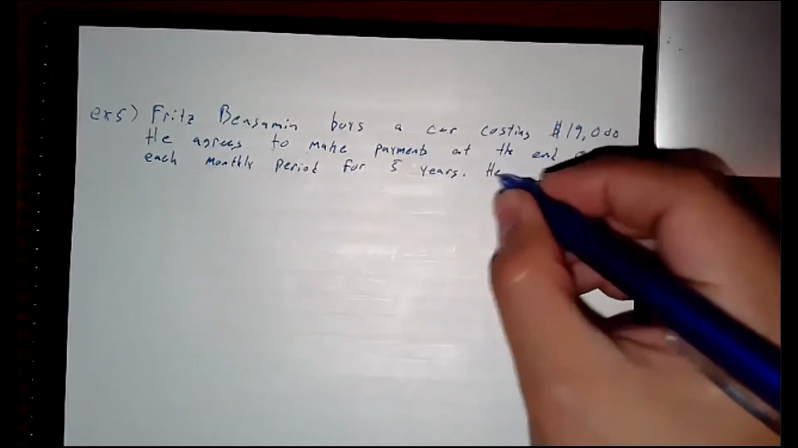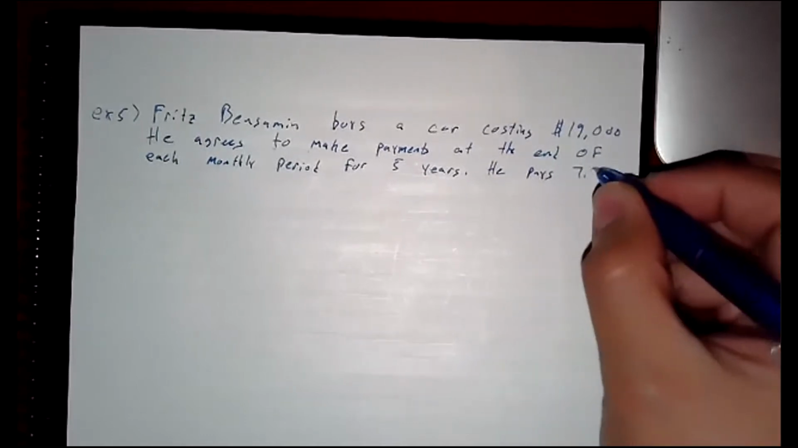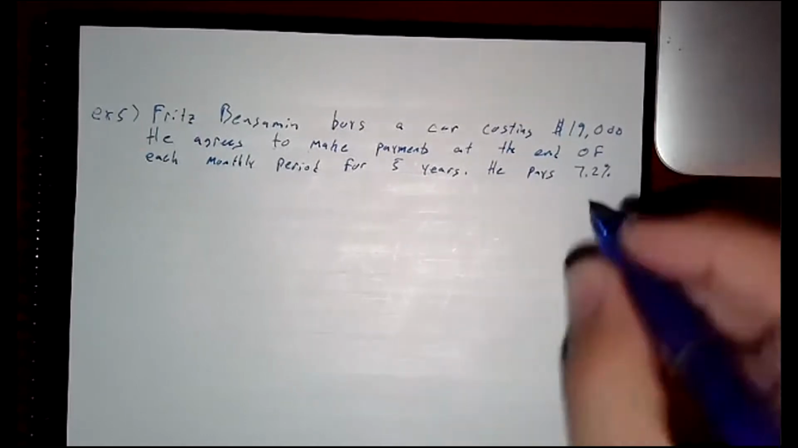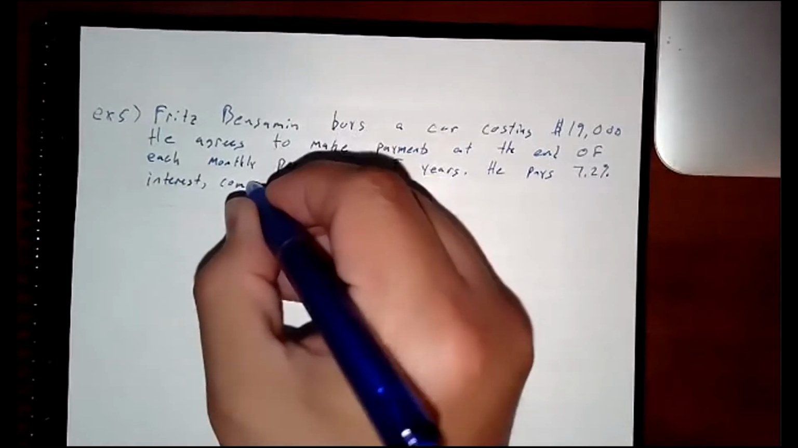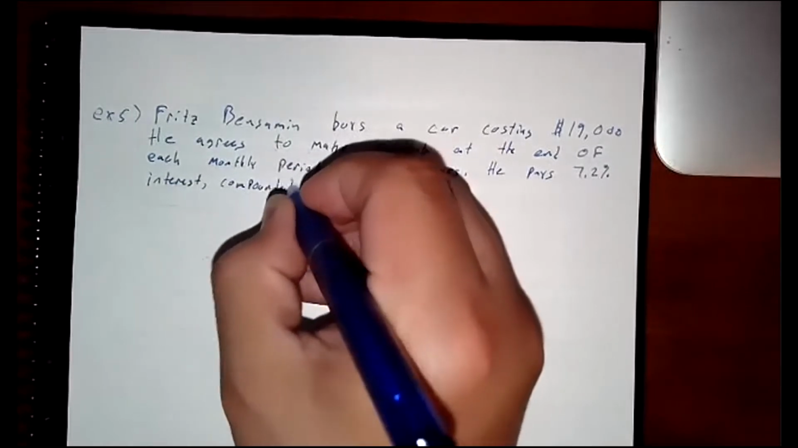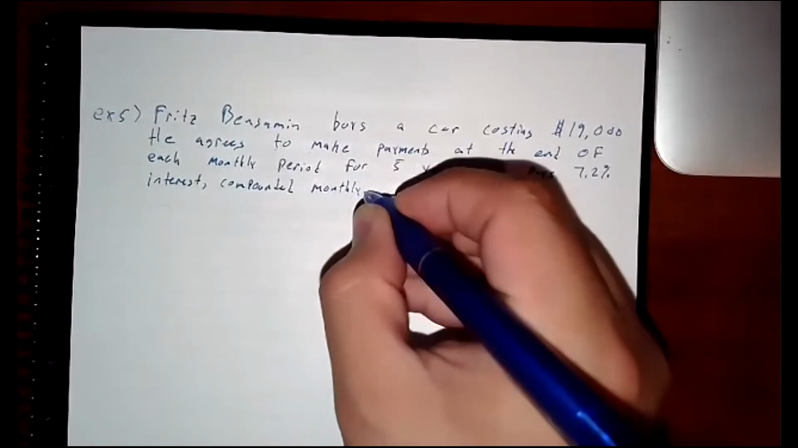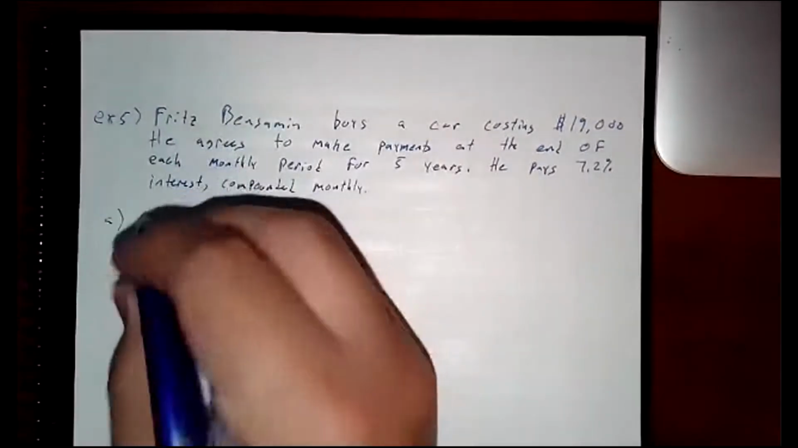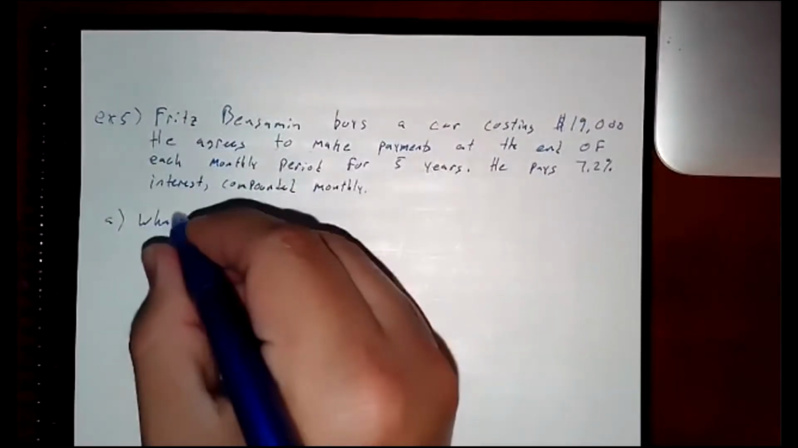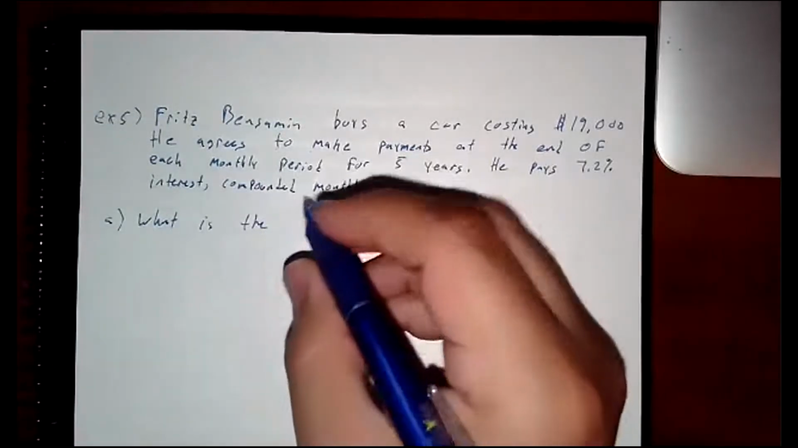The loan is at 7.2% interest compounded monthly. Okay, so part A. What is the amount of each payment? That's going to be the payment formula, right?